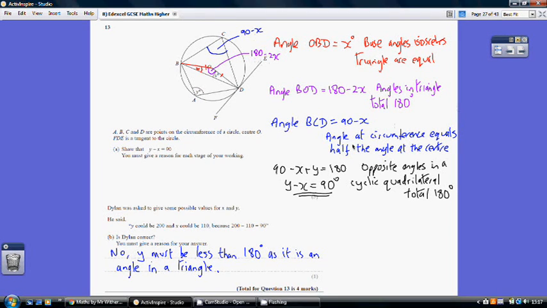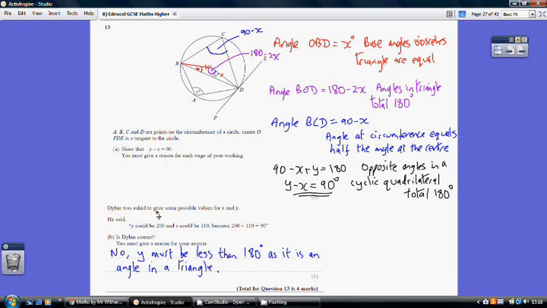Now finally what I can say is that this angle y plus this angle 90 minus x, together they must add up to 180 degrees, because opposite angles in a cyclic quadrilateral add up to 180 degrees. So 90 minus x plus y equals 180 for the reason I just gave. So just rearranging this, taking away 90 from both sides, I get minus x plus y equaling 90, or in other words, y minus x equals 90, as required to show.